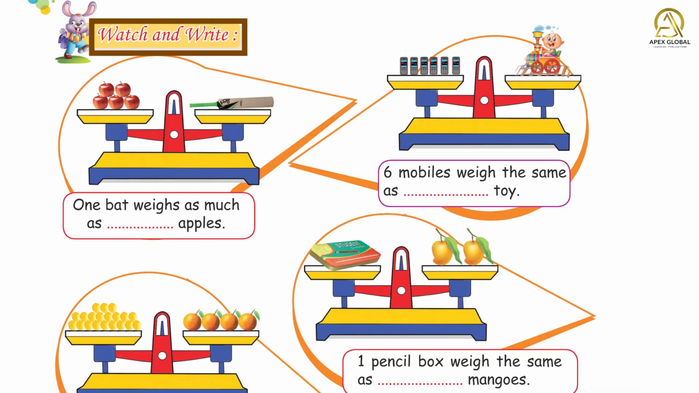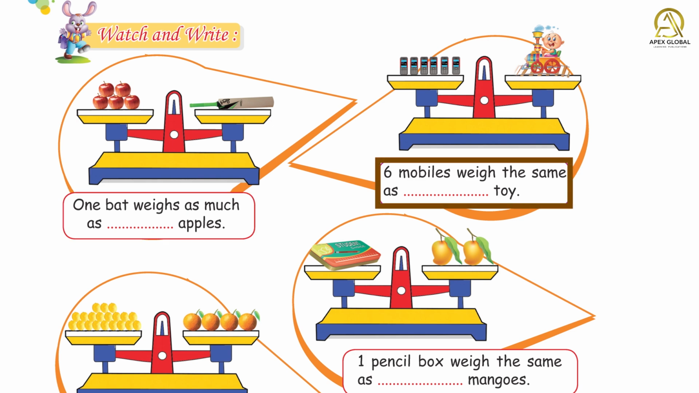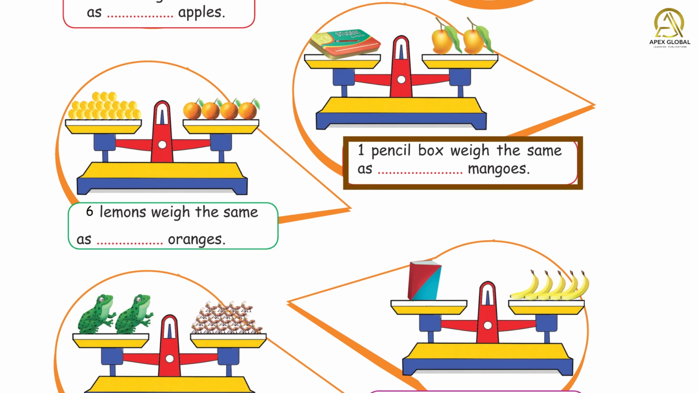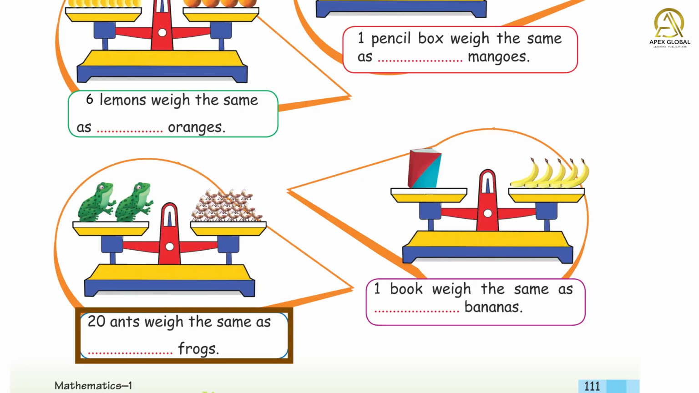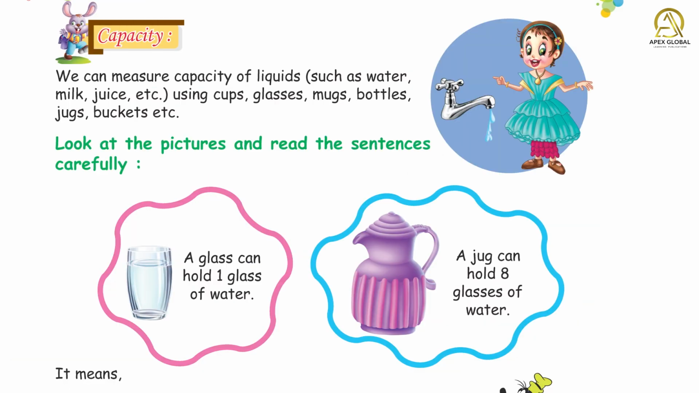Watch and write. One bat weighs as much as dash apples. 6 mobiles weigh the same as dash toy. 6 lemons weigh the same as dash oranges. 1 pencil box weighs the same as dash mangoes. 20 ants weigh the same as dash frogs. A book weighs the same as dash bananas.